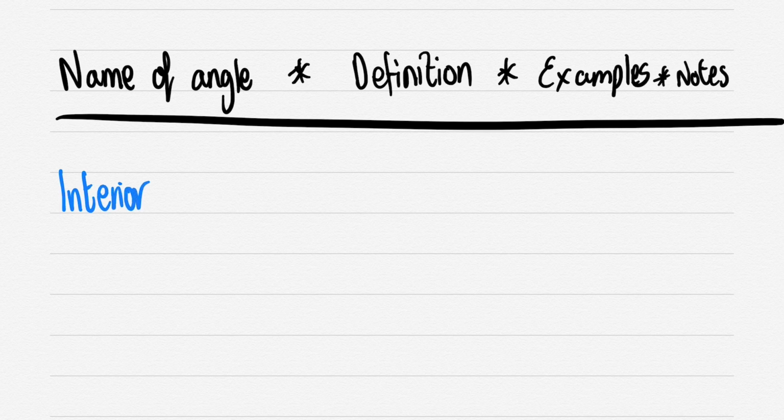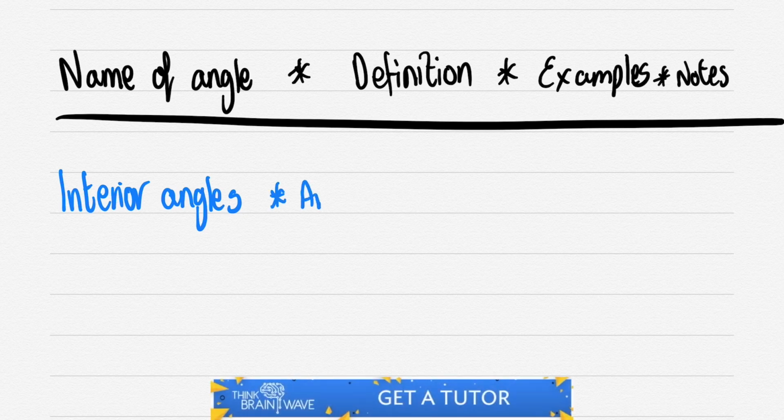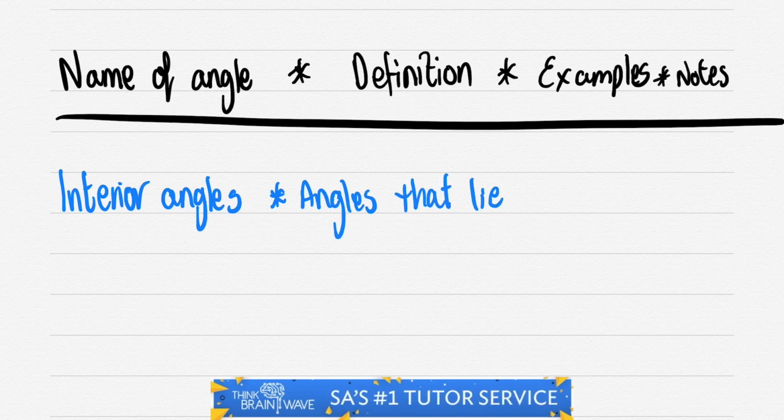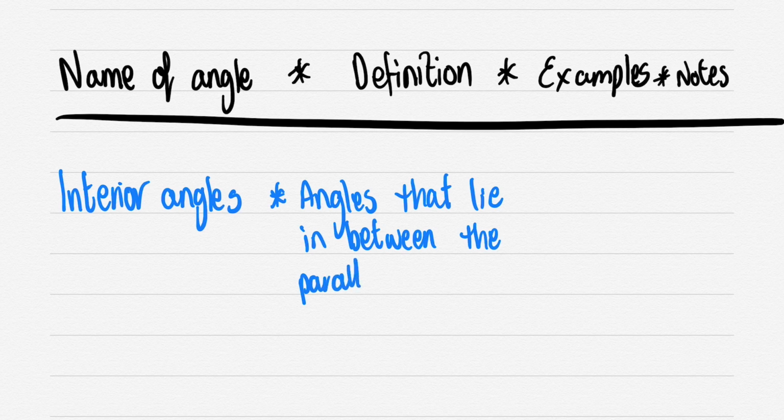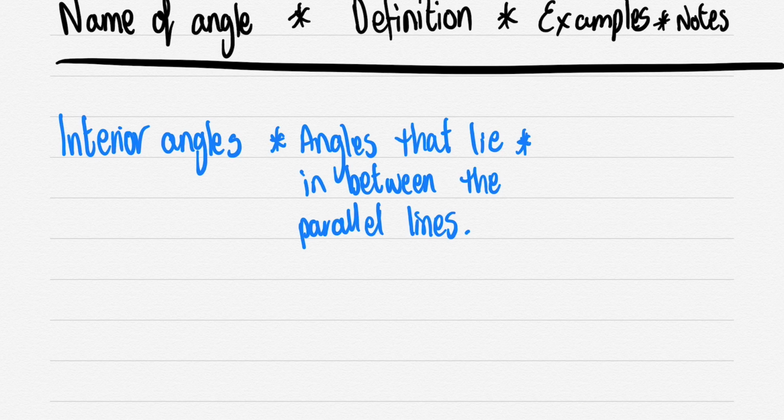We're going to look at the name of an angle. We're going to call it the interior angle. Interior angles have a certain definition. We'll put our star there to just separate between the name of the angle and the definition. We say that the definition of an interior angle is angles that lie in between the same set of parallel lines. These angles always add up to 180 degrees, so just make a note of that.